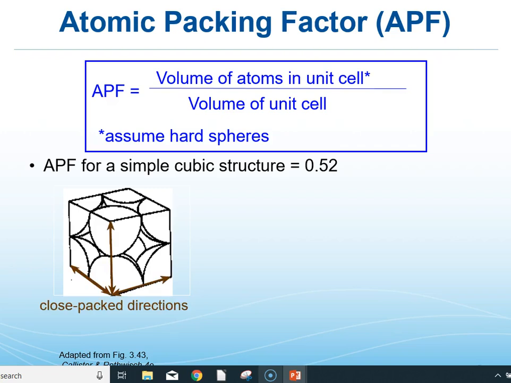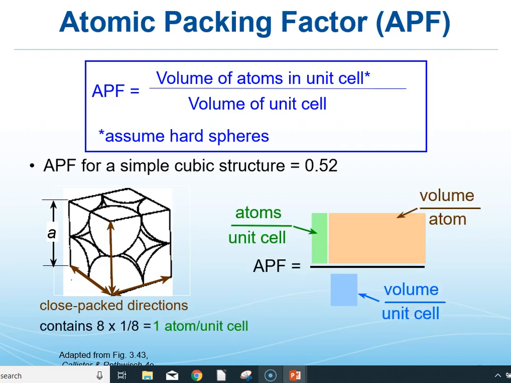A second characteristic that is very important, especially as we get into deformation and movement of atoms within the crystal structure, is what's called close packed planes and directions. A close packed direction is a direction in the crystal where the atoms are touching. And you can see in a simple cubic, they're touching along the cube edges. A is literally the side dimension of the cube. It's also called the lattice parameter, or the lattice dimension.